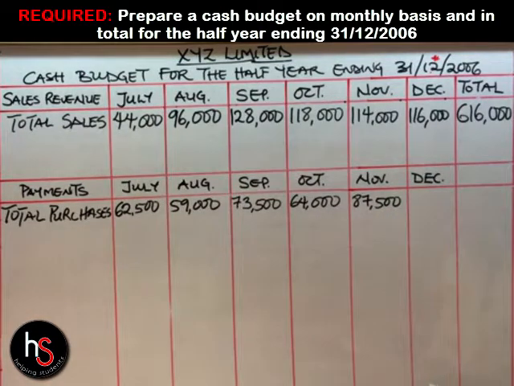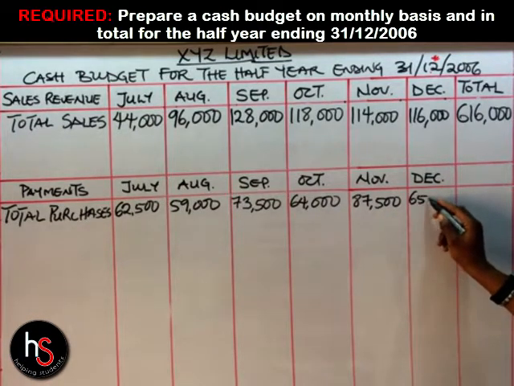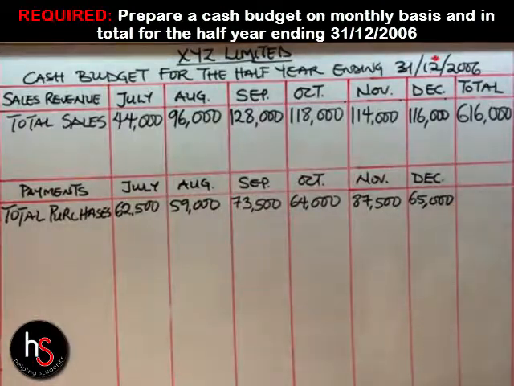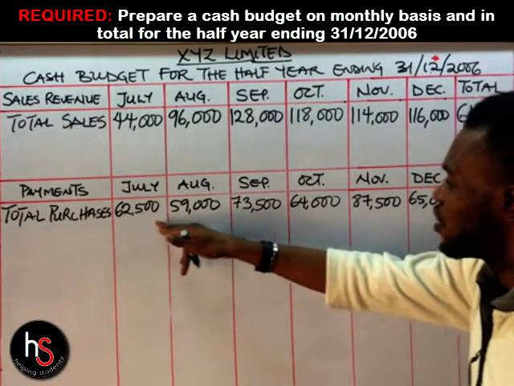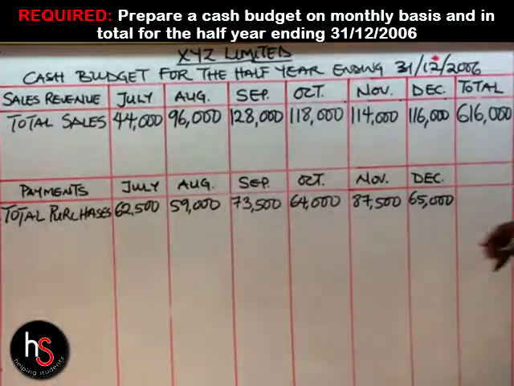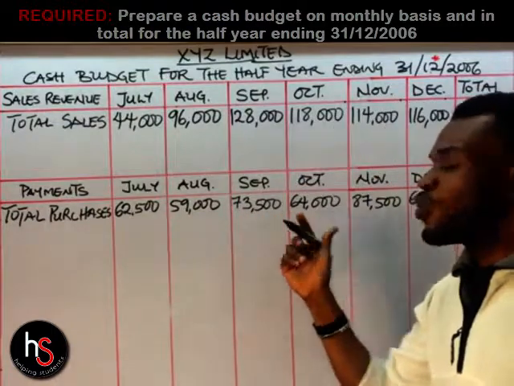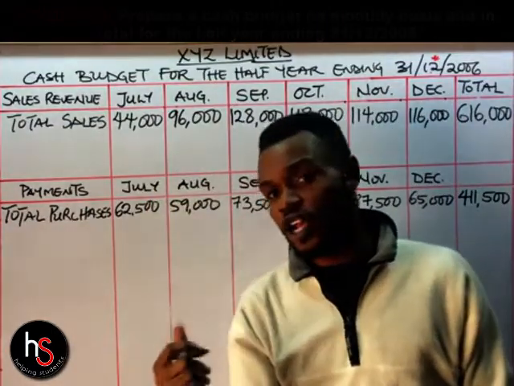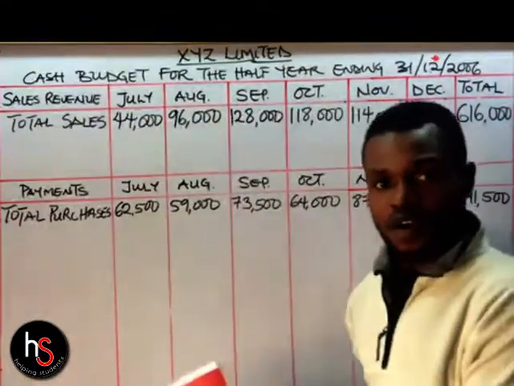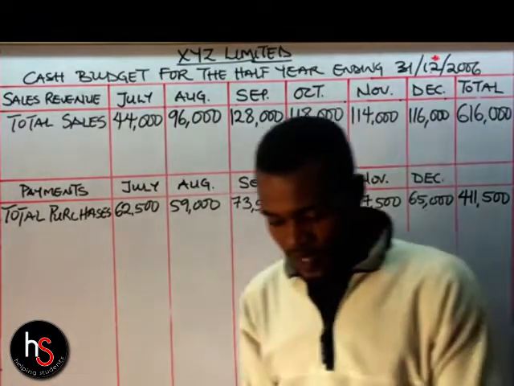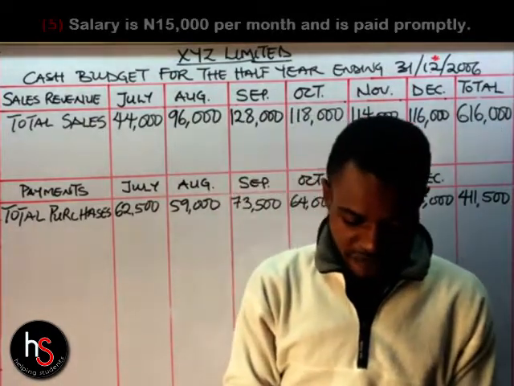And in December, we have 65,000. So the summation of the purchases, the total purchases we had, is 411,500. Okay? So remember the process. These are the totals which we have on the schedule of collection that we treated before the cash itself. So let us move over to question number 5.